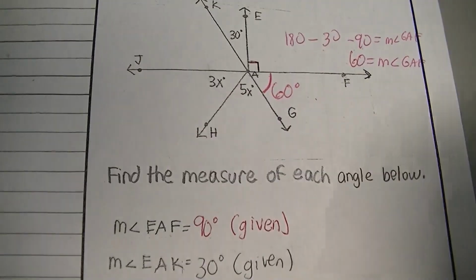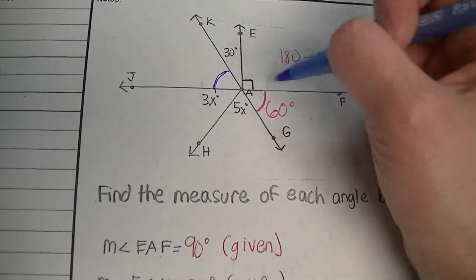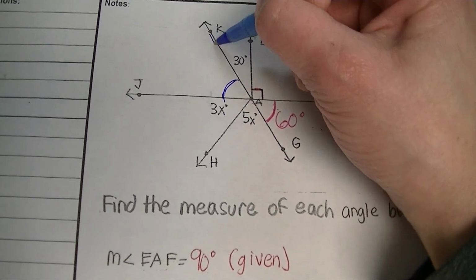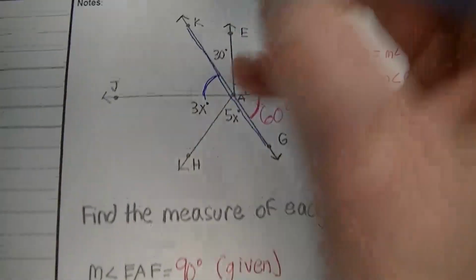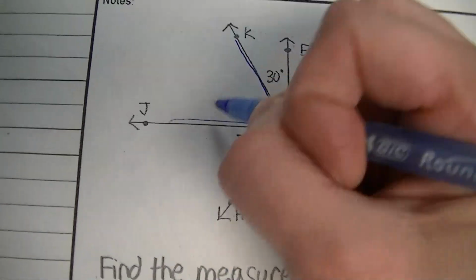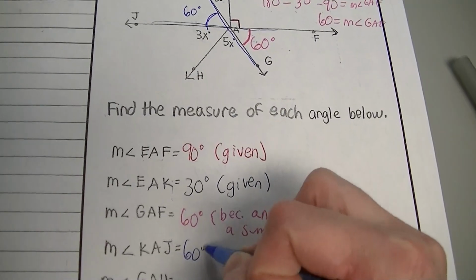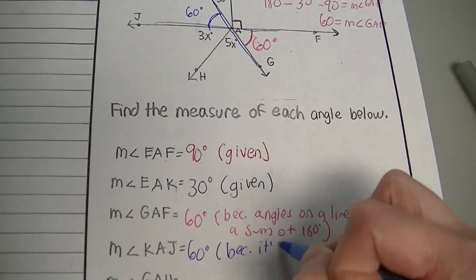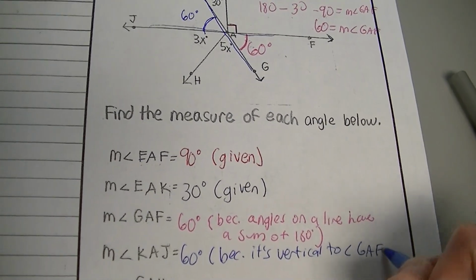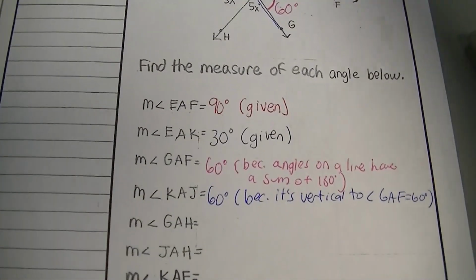So let's locate that on there. KAJ. So we got to figure out this one right here. Well, that's really nice that we just figured this one out, because I'm seeing a relationship right there. So I'm going to trace just to verify that I mean they look vertical. Trace. Yep. So if this is 60 degrees, its vertical angle also has to be 60 degrees, because you know vertical angles are always congruent. Because it's vertical to angle GAF, which was equal to 60 degrees. All right, GAH.